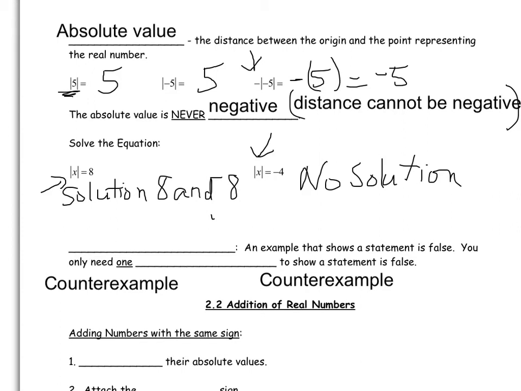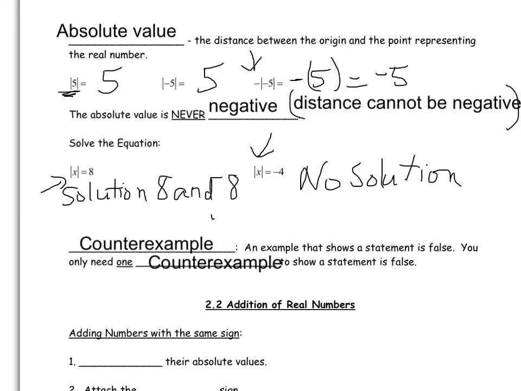Now we're also going to be working with proving things and justifying things a lot this year. One of the ways we're going to do that is with something called a counterexample. A counterexample is an example that shows a statement is false. You only need one counterexample to show that a statement is false. When we talk about the properties, we'll talk about some counterexamples. Let's move on and talk about addition of real numbers.